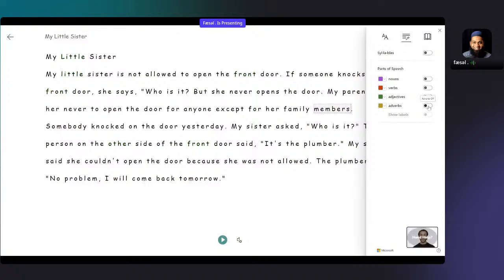Adverbs, you want to know adverbs? Click on that. Now, everything that you see that is in brown, not is an adverb. Never is an adverb. Yesterday is an adverb. Back tomorrow, that is also an adverb. So you can turn all of these on. Now you see everything. What's what? What's the function of each word?